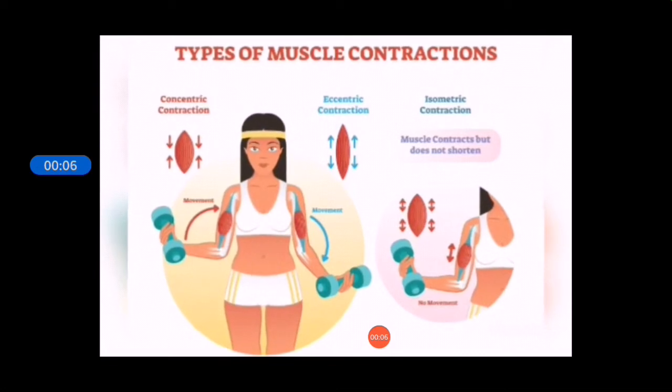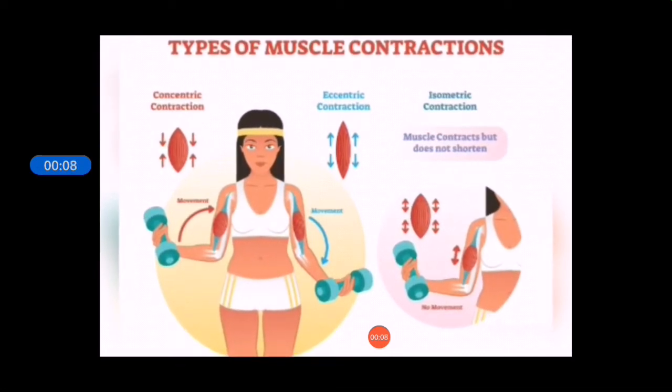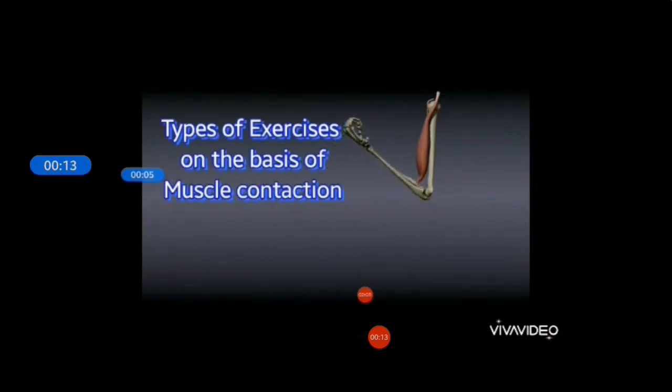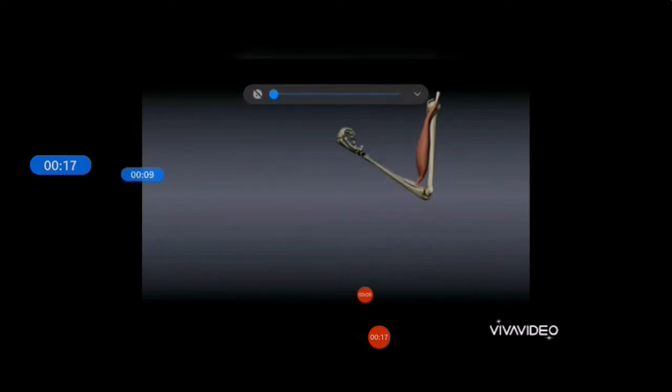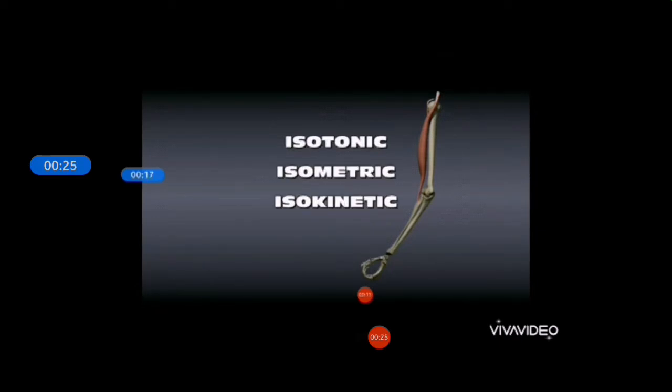Today we're discussing the types of muscle contractions and the types of resistance exercises due to them. There are three types of basic resistance exercises: isotonic, isometric and isokinetic. They are done with the help of three basic types of muscle contractions: isotonic, isometric and isokinetic. As muscles contract, they pull on tendons, which thereby pull on bones, which creates force and movement.